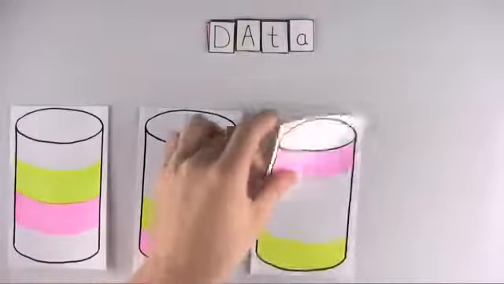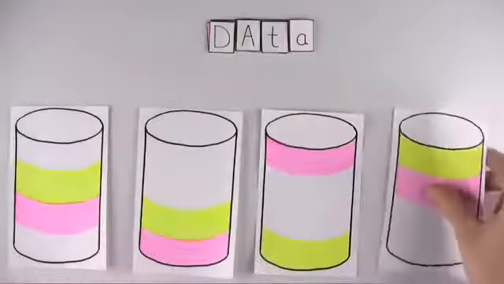RAID level 6 is similar to level 5, but uses not one but two sets of parity so that data can be recovered even if two drives are lost. Calculating all this parity takes time, and RAID levels 5 and 6 aren't always as fast as levels 1 and 0.